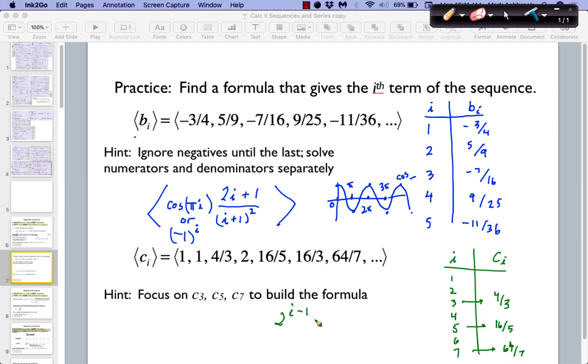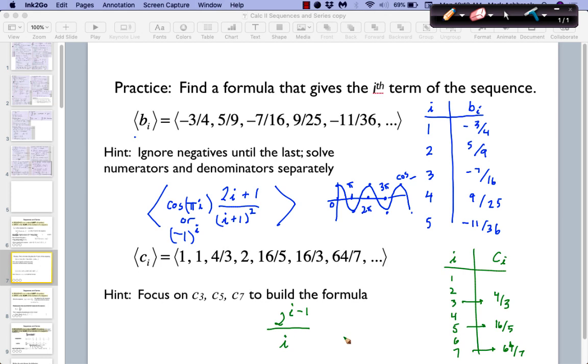How many people got that before we started doing it? A few. So these are powers of 2, and the power of 2 is always 1 less than what the current I value is. So 2 to the I minus 1 is the numerator. All right, denominator. 3, 5, 7. Yeah, so when I is 3, you get 3. When I is 5, you get 5. When I is 7, you get 7. So it's just I.